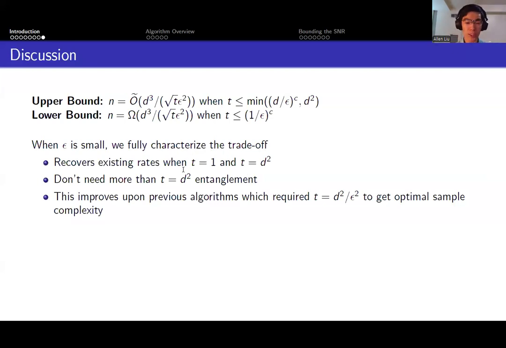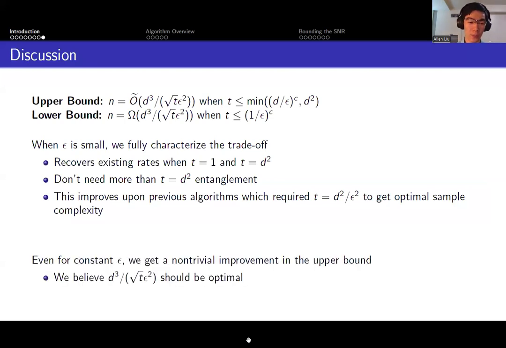An interesting consequence of our results is that you never need more than t equal to d squared entanglement, even when epsilon is very, very small. So you actually have d squared over epsilon squared copies. This gives a small qualitative improvement over previous algorithms, which required something like d squared over epsilon squared entangled copies to get the optimal sample complexity. But we show that you only ever need to entangle d squared copies at once.